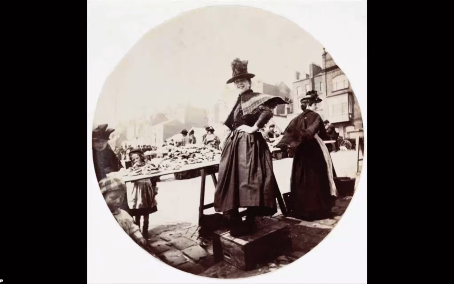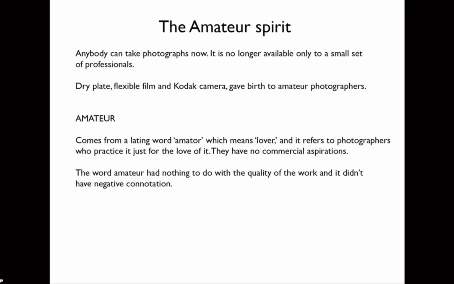And it is fascinating. For the first time, we are actually seeing these images of the everyday recorded by a handheld Kodak camera. So anybody can take photographs now. It is no longer available only to a small set of professionals. Dry plate, flexible film, and the Kodak camera gave birth to amateur photography.